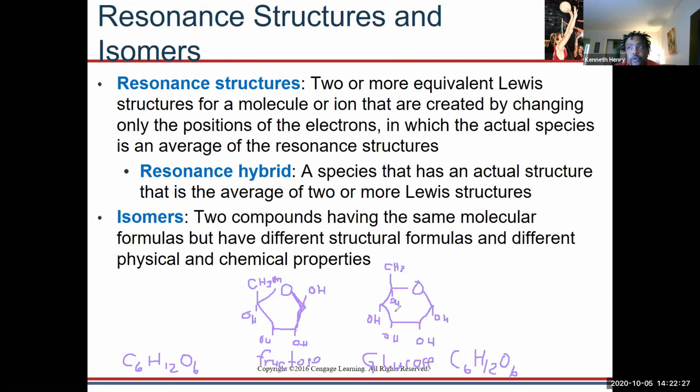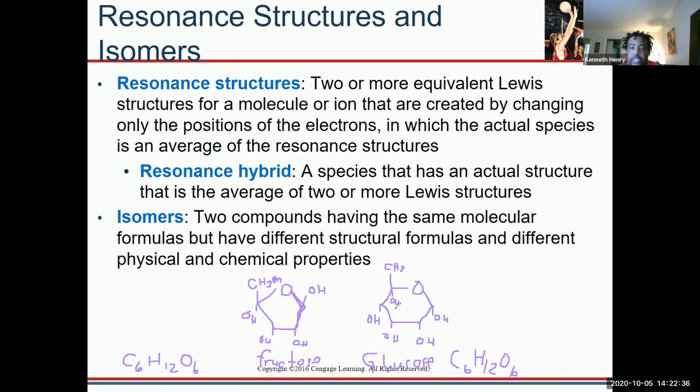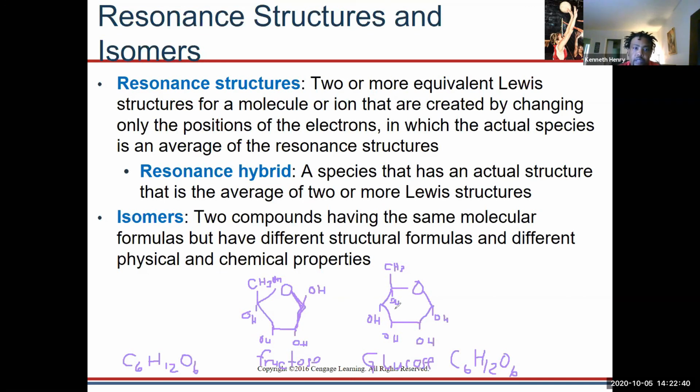So they also have different tastes. They have different properties. One reacts better, one is easier to break down than the other. Glucose is actually easier to break down than fructose is. So they have different physical and chemical properties, but they have exactly the same chemical formula.